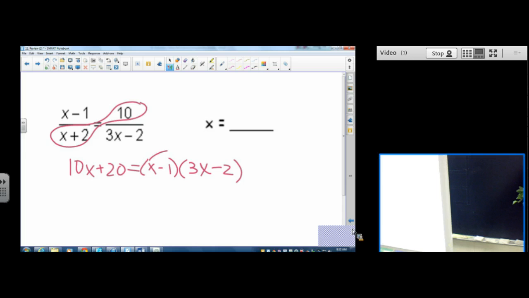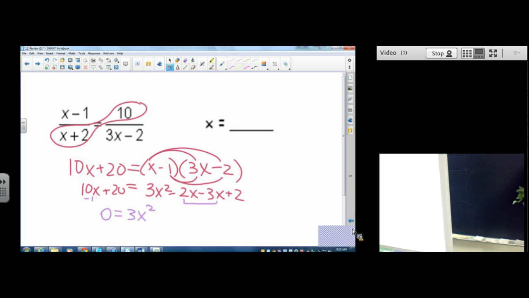X times 3x would be 3x squared. X times negative 2 would be negative 2x. Negative 1 times 3x would be negative 3x. And then negative 1 times negative 2 would be plus 2. Okay, we move everything to one side. So we'd have 0 equals 3x squared. Let's see. This is minus 5x, but then I'm going to do minus 10x. So it'd be minus 15x. And then 2 minus 20.